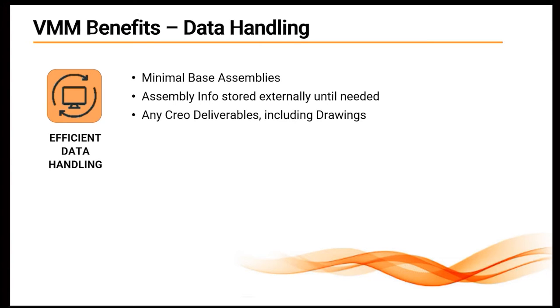So we don't have to start from zero, we start from whatever makes sense logically. The assembly information is stored externally until needed, which means I never have to upload large assemblies and never use them. I'm only using what's being called. And now, since I am building any deliverable as I need, I can follow the rules to build it. I can also build a drawing or any other deliverable that is a result of that drawing.